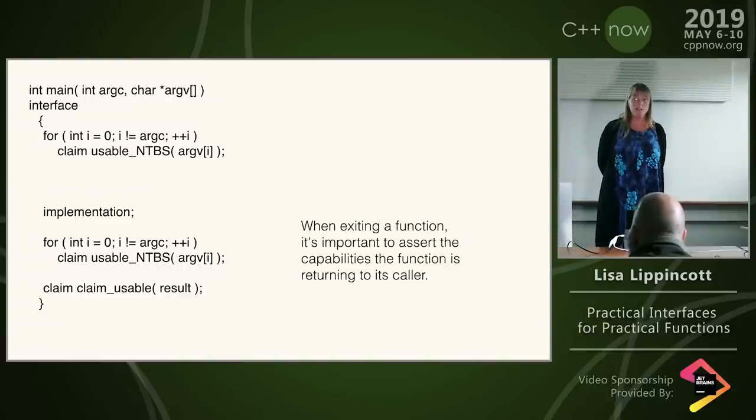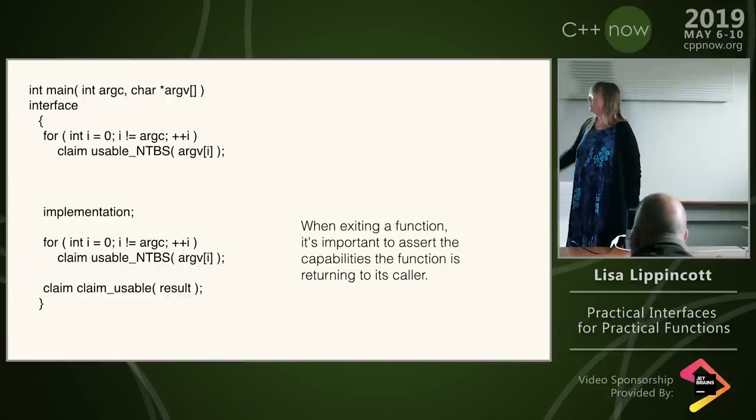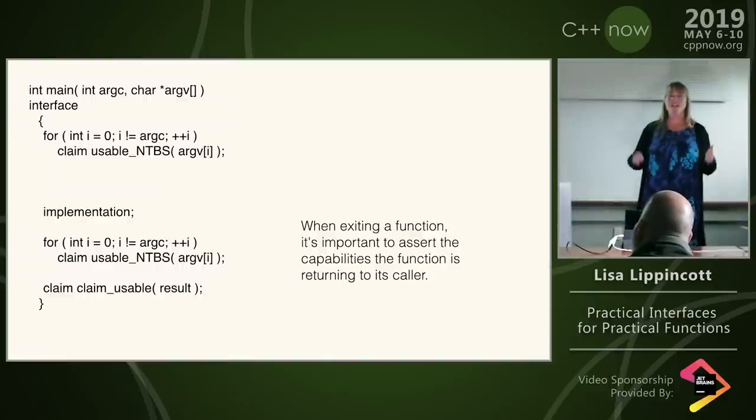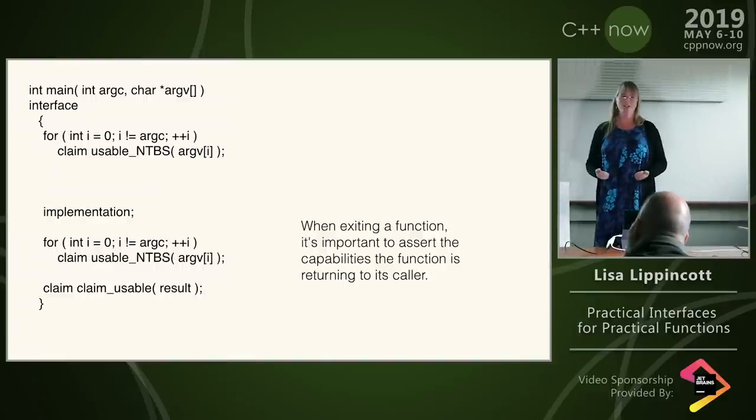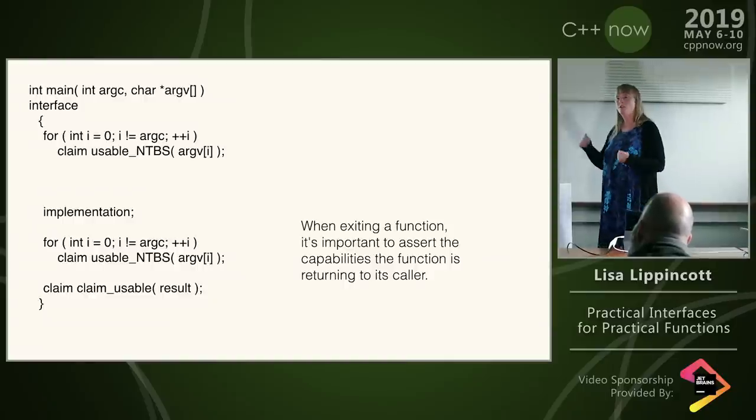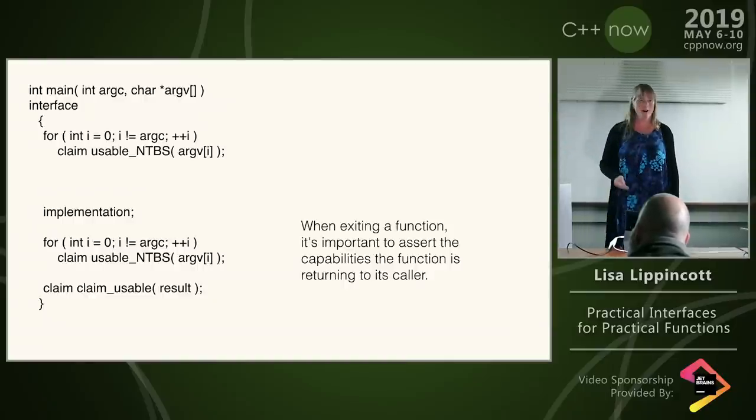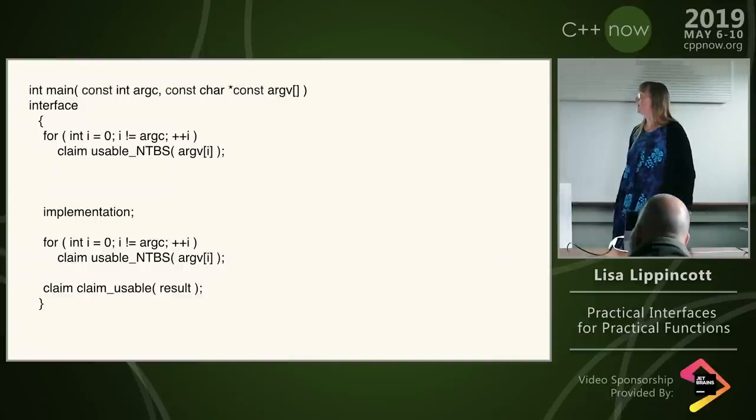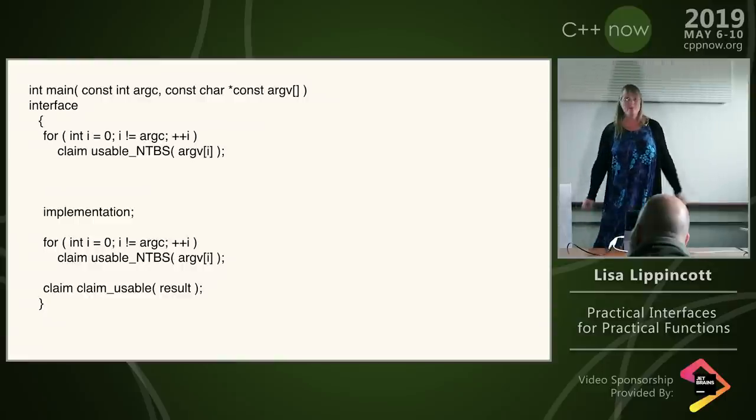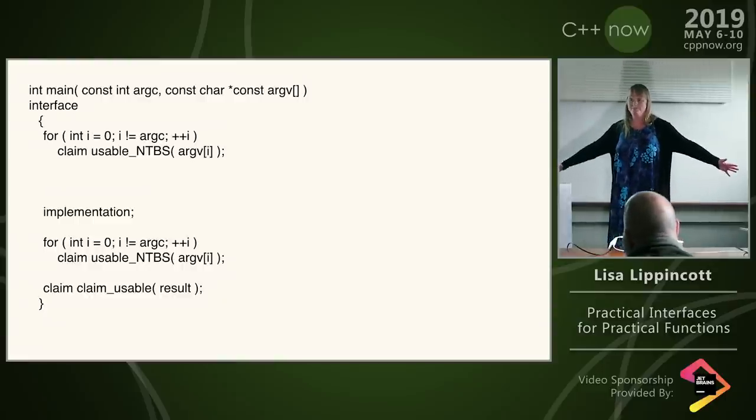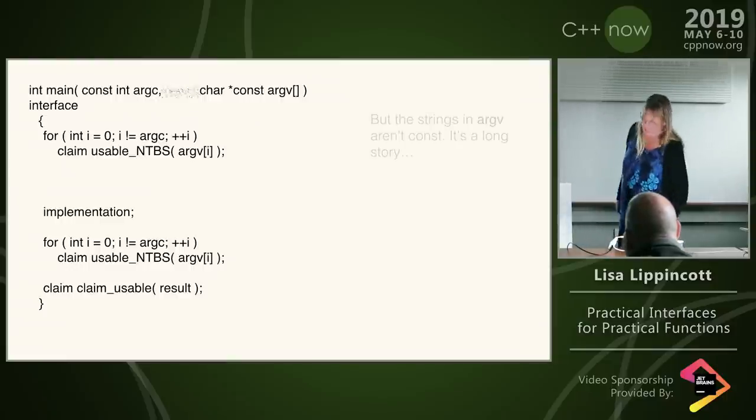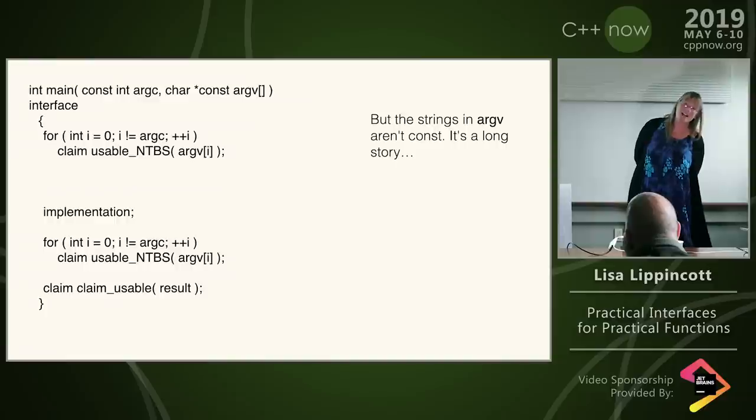And that would be great, except argc and argv aren't const. We want to pass the same objects back to our caller, not different ones. You know, maybe somebody zeroed out argc and we forget to pass back the other bytes. That's not great. So, simple solution, we'll just put const everywhere, and then we're good. Except the strings in argv are not const.